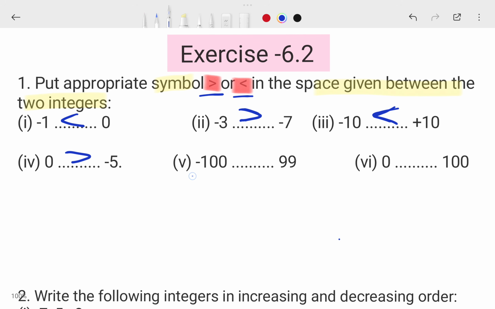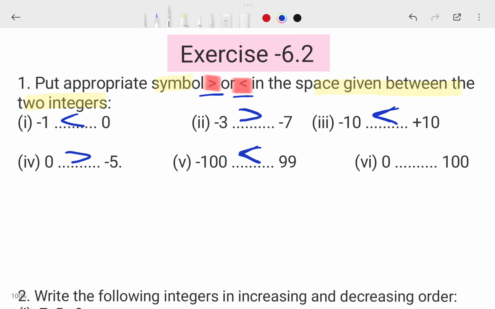So this is given -100 or this is given 99. 99 means it is positive 99 only. Okay? So which is greater? Minus is greater or positive is greater? Always the positive number is greater. If it is given -100 and 1, in this case also 1 is greater. So always remember, a positive number is always greater than a negative number.